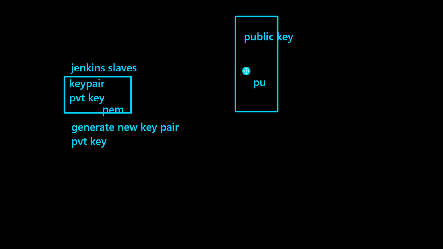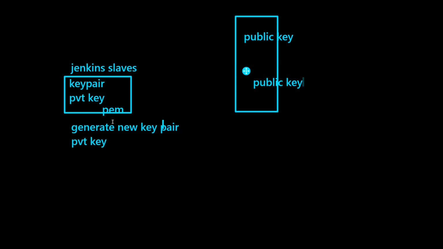Preeti, in real-time environments, do you still download those PEM keys to your local machine, or do you keep them in some kind of file system? We don't download those PEM files. You will be provided with a Bastion server to connect to those servers. Here also, we are generating a new key pair on Jenkins. We are not using the existing key, but if an existing key is available, you can also use that.